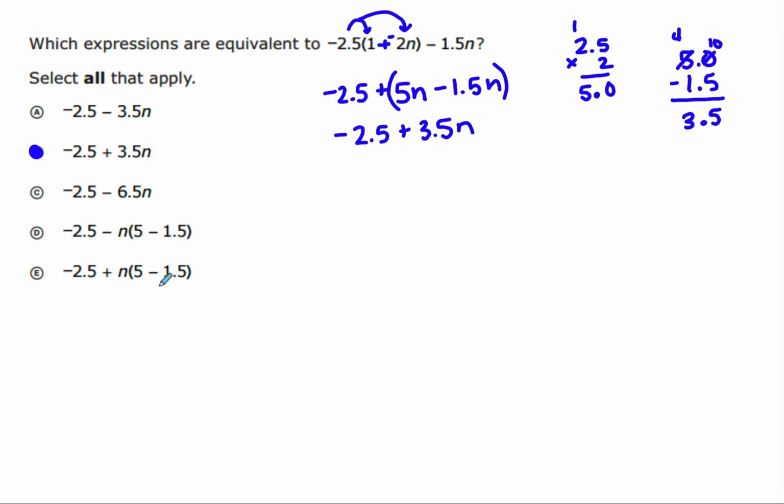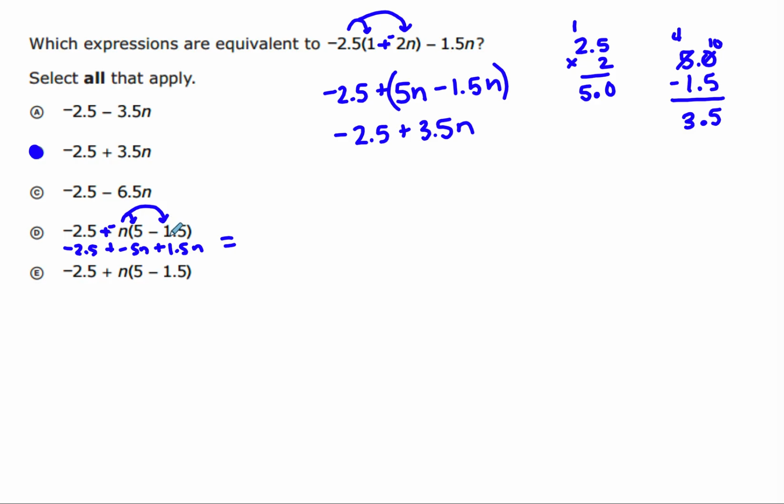But we have to figure out this distributive part. If I make this a negative n, it's like negative 1n times these things. So 5 times negative n would be negative 5n. Let's see, negative 2.5 plus negative 5n. Negative times a negative is a positive, so it's going to become a plus 1.5n.